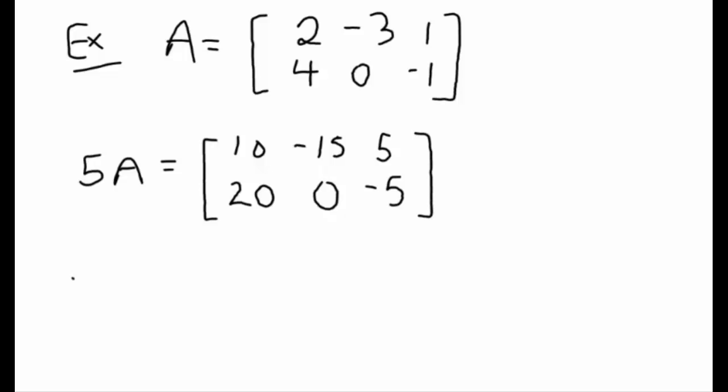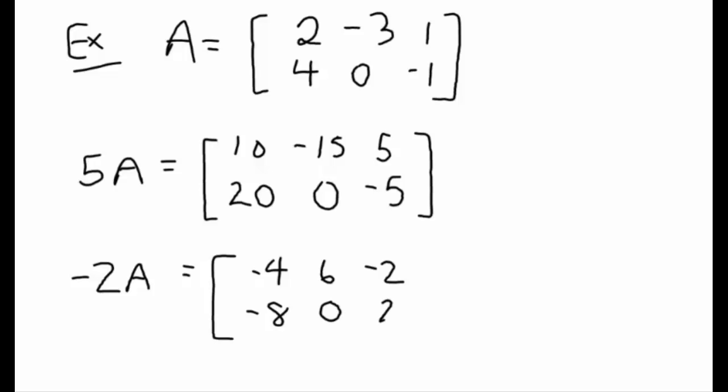We could also do the multiplication minus 2 times A, and that would give us the new matrix that would look like this: minus 4, 6, minus 2, minus 8, 0, and 2. So remember, when you're scalar multiplying, all we do is take our original matrix and multiply all of those values by whatever scalar number we see out front.